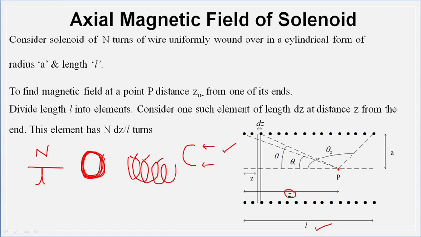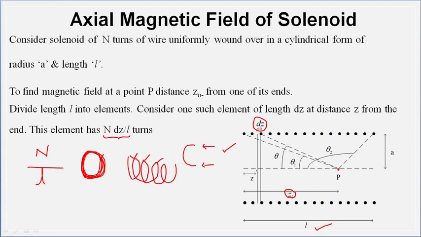See, the total number of turns is N, so the length of the solenoid is L. If you divide the total number of turns by length, you will get the number of turns per unit length. But what is the length here? dz. So how many turns are there? You multiply that by dz. N by L is the number of turns per unit length. If you multiply by length, you will get the number of turns over this element. So that is what we get.